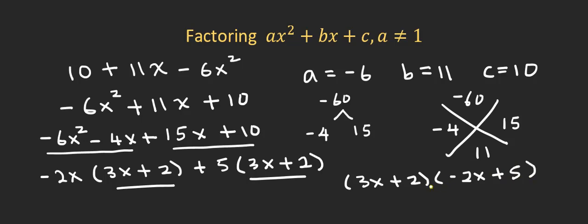Now, you could leave it like that, or you could say this is the same thing as 3x plus 2, and then you could switch the order. So you could say 5 minus 2x. Same thing.